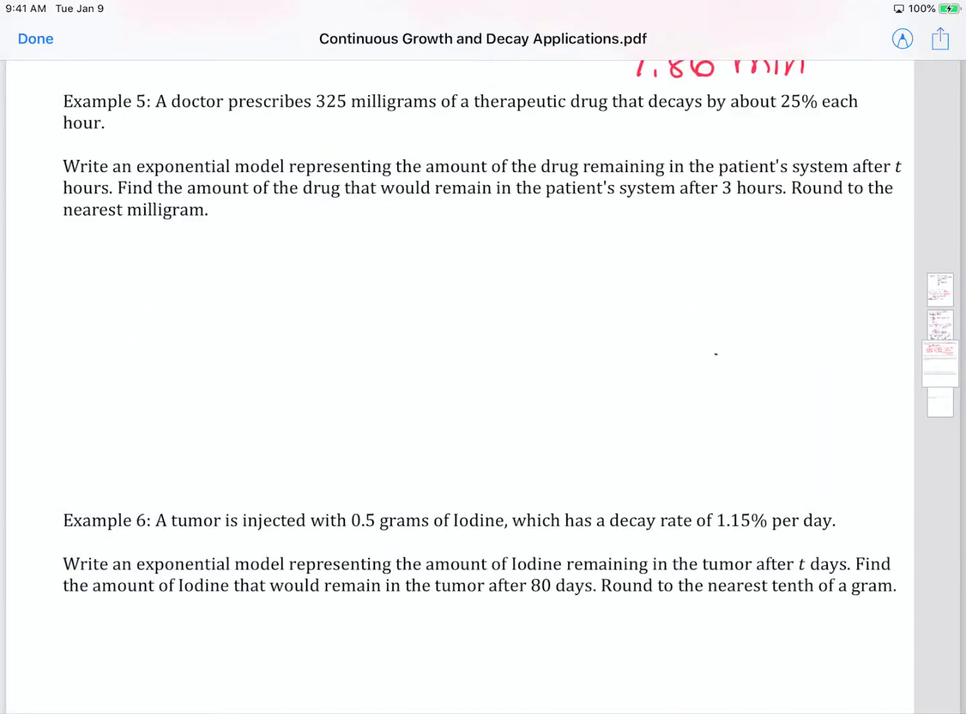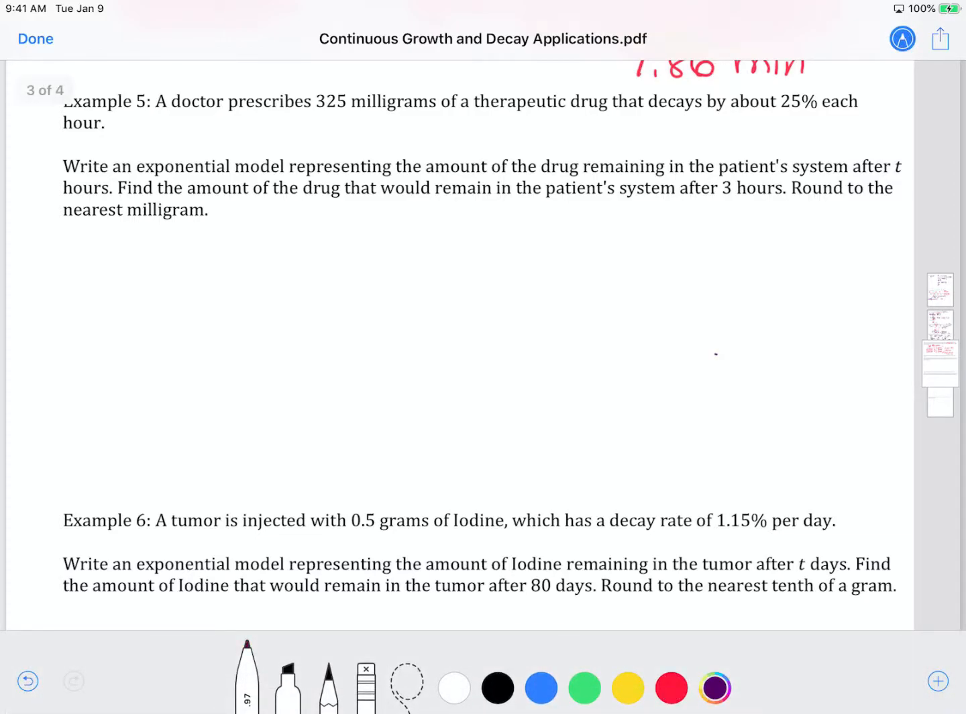In example 5, it says a doctor prescribes 325 milligrams of a therapeutic drug that decays about 25% each hour. Write an exponential model representing the amount of drug remaining in the patient's system after t hours. Find the amount of drug that would remain in the patient's system after 3 hours. We're going to round to the nearest milligram. This is our starting amount. And then after time passes, it starts to decay in the bloodstream.